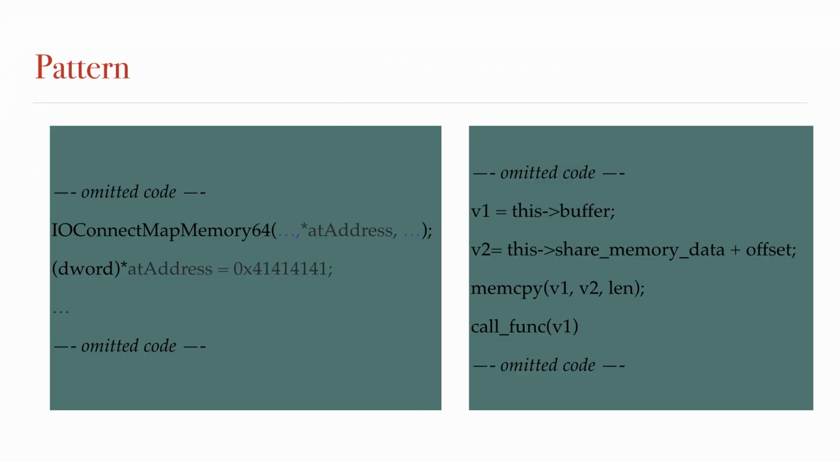Here is the pattern for this kind of hidden attack surface. Functions refer to the shared memory data and copy it into another object, and use this object as an argument to call the other dispatch functions. Therefore, these dispatch functions can be our first target.